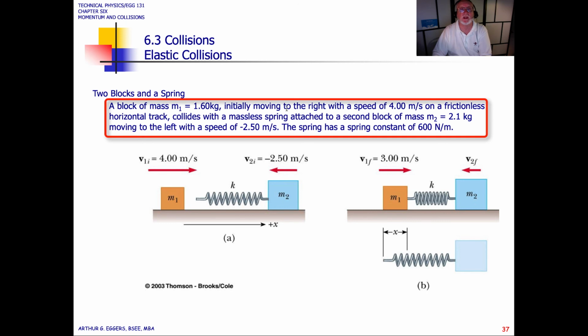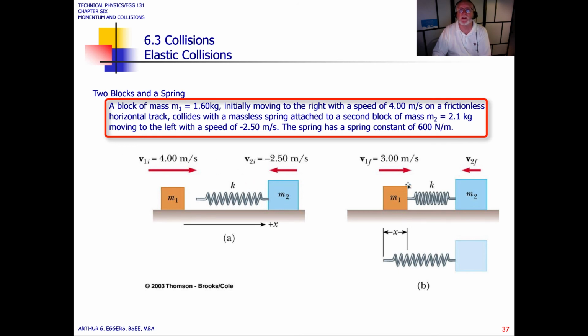and its springiness. And it's attached to a second block, mass 2, which is 2.1 kilograms, and it's moving in the opposite direction to the left. So it's moving in the negative direction, mass 1 is moving in the positive direction, and mass 2 is moving at a speed of minus 2.5 meters per second. The spring has a spring constant of 600 newtons per meter. Okay, so you can see the way it's laid out here.